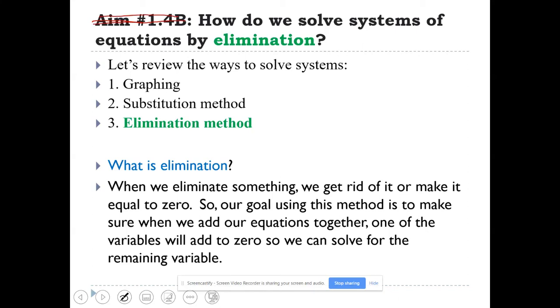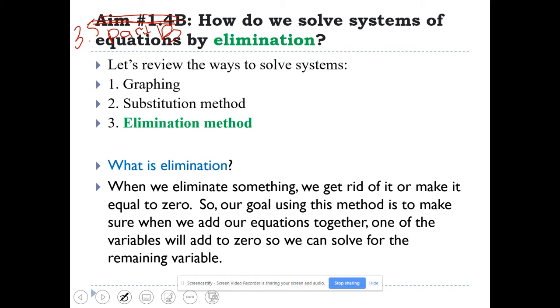Welcome back, everybody. We are continuing our review of solving systems. So this is 3.5 part B on solving by elimination. So what is elimination?